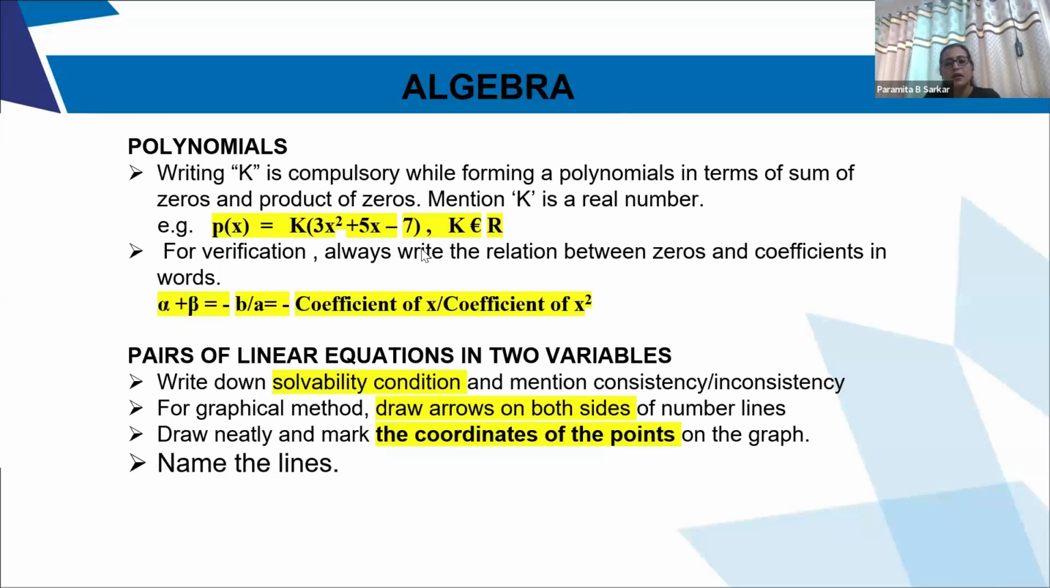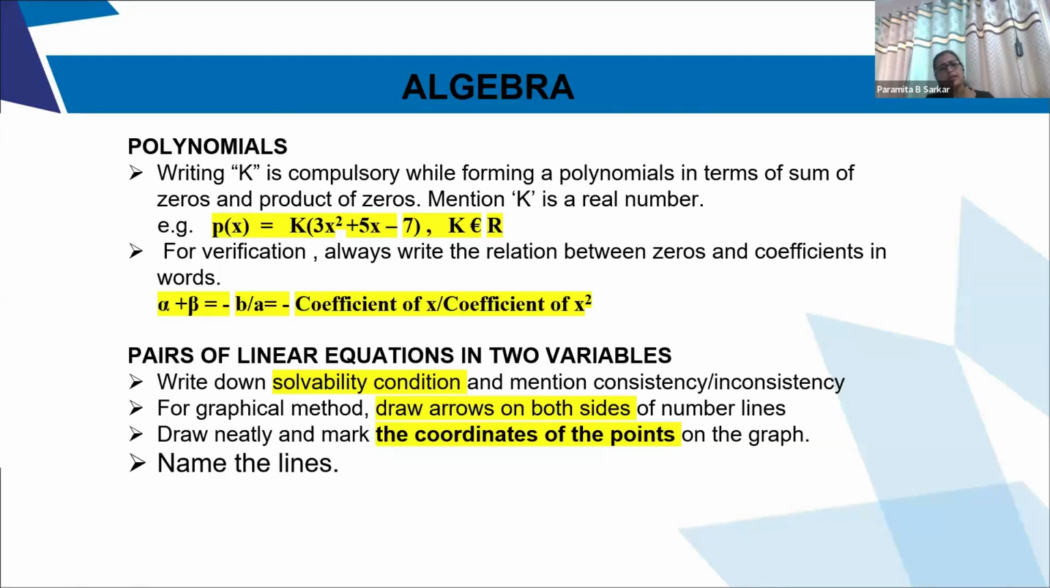Next is the verification of zeros and coefficients in the polynomial. Whenever this kind of question comes in verification, always write down in words. That means alpha plus beta equals minus b by a. What is b? What is a? Write down: b is the coefficient of x, a is the coefficient of x square. These things are mandatory to have proper presentation in your paper. If you miss small things like that, many marks will be deducted. So please note down very carefully. You have to write down k, and what is k? k belongs to real numbers. When there is any question based on verification, you must write down in words what is the meaning of b and what is the meaning of a.